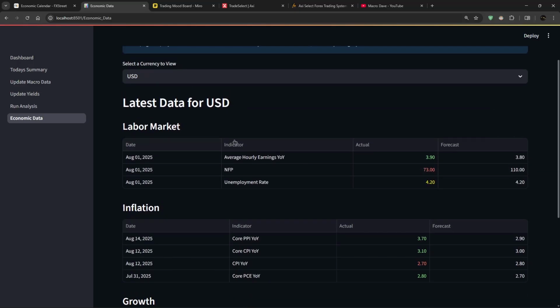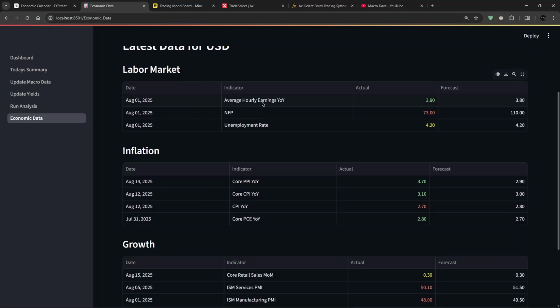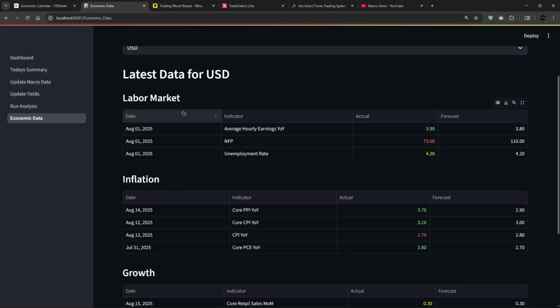So you can see that we have different sections: labor market, and this looks at average hourly earnings, NFP, and unemployment rate. So this is the only data the system looks at in the labor market. And if you're someone who understands macro and you're like, where is ADP? Why isn't ADP in labor market, or why isn't JOLTS in labor market? And the reason why I don't add ADP or JOLTS is because of the backtest.